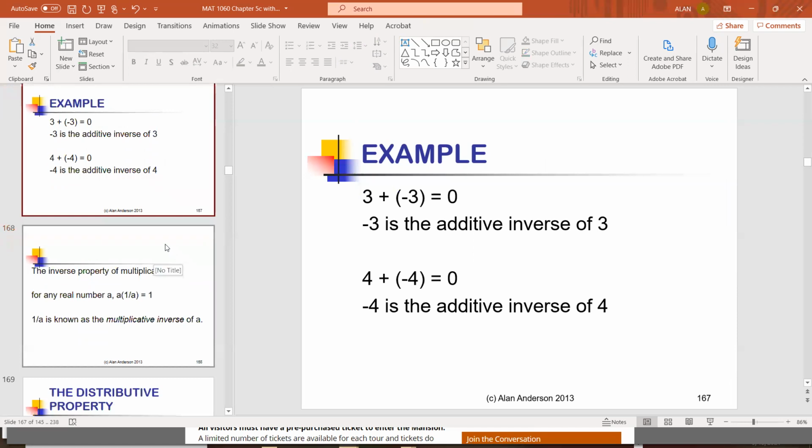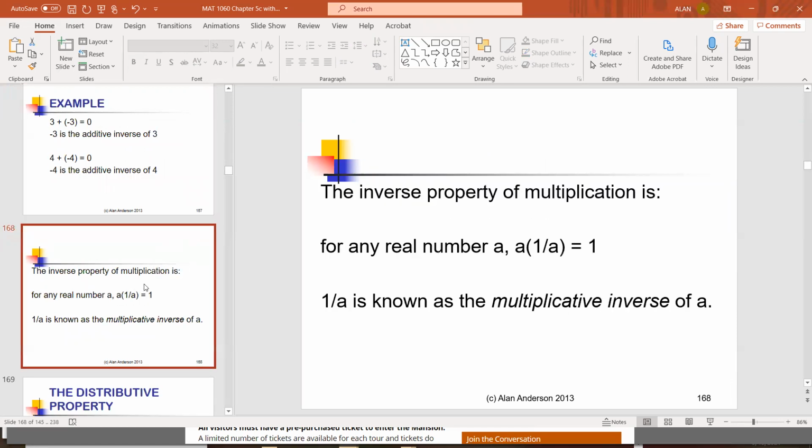Now, what about multiplication? When you use the word inverse, this is the one that you're probably thinking of. If I multiply a times 1 over a, of course I'll end up with 1. And so therefore, we're going to call 1 over a the multiplicative inverse of a.